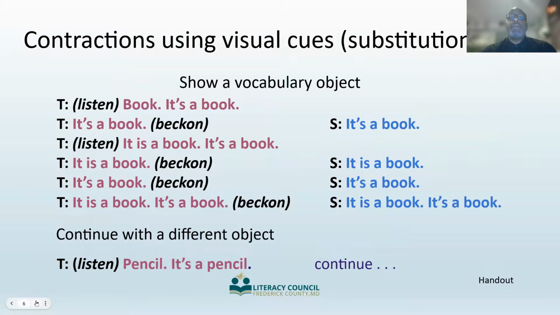Here we show a script for a substitution drill using a visual cue for teaching the contraction "it's" as a grammar lesson. We modeled the sentence using the contraction and then modeled the sentence both without and with the contraction to show the student that the meaning is the same. This type of substitution drill can be used with teaching any kind of language structure at any level.